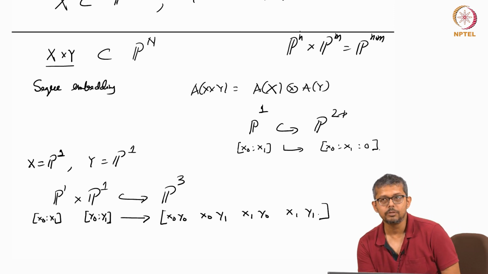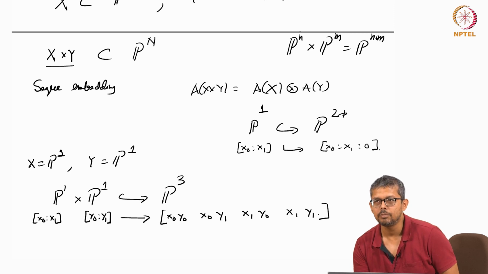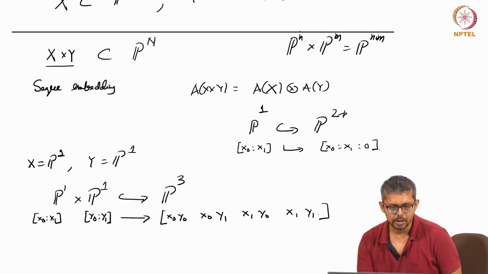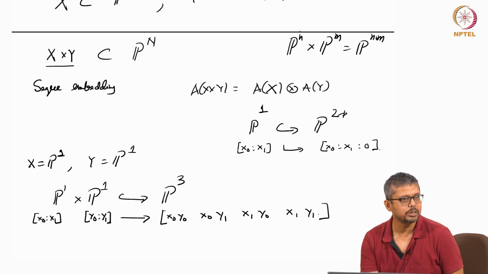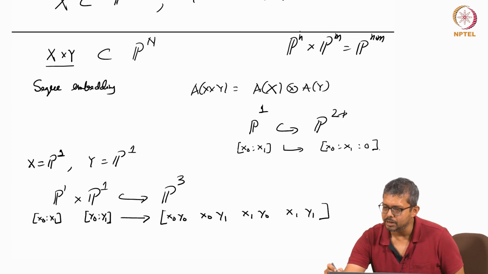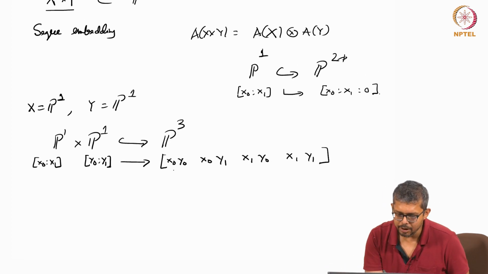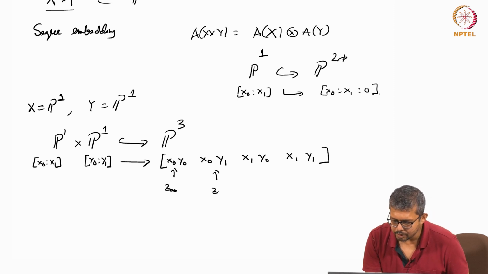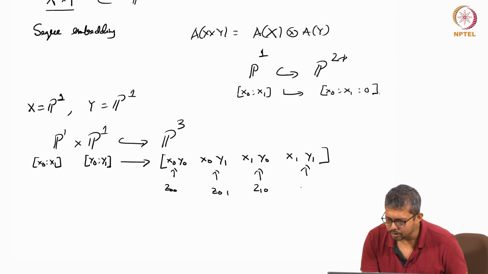Now at least one of these xi's is non-zero, and at least one of these yi's is non-zero. So when you take this product, at least one of the xi yj is non-zero. So this is a map of projective varieties. Check that this is a map of projective varieties. First of all, it's a map. If I call the first coordinate z naught naught, the next z naught 1, then z1 naught, and z1 1.